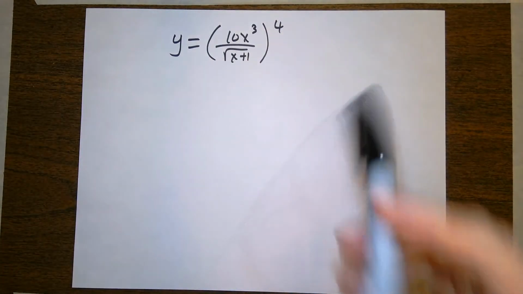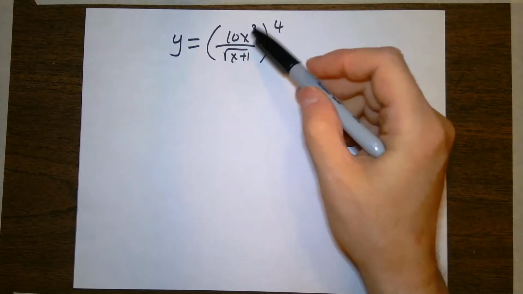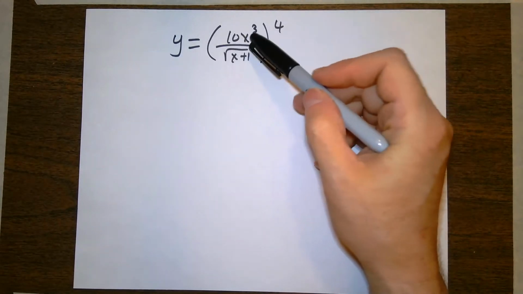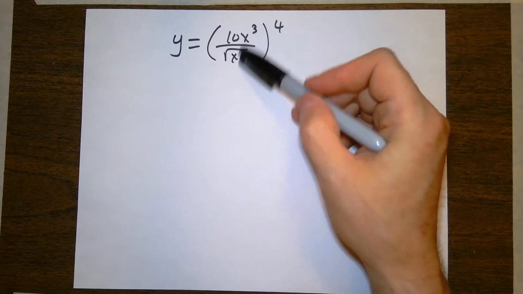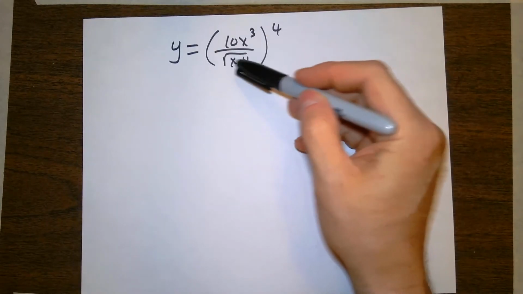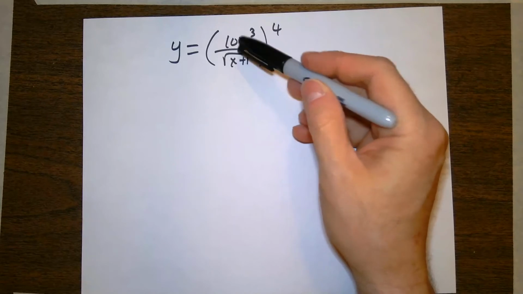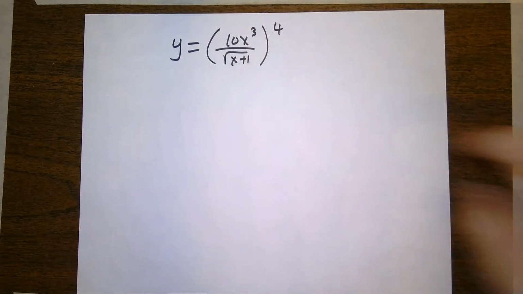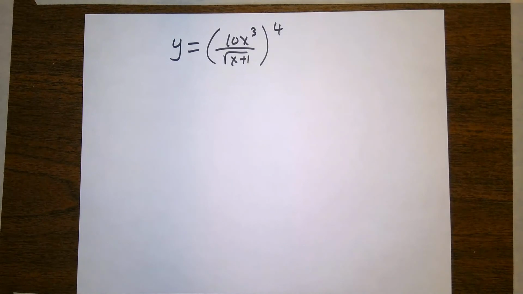So looking at this, I can see that I've got a chain rule here. I've got the outside function is u to the 4th. The inside function is this. The derivative of this is going to be quotient rule. And in here, I've got a chain. I've got a chain inside the quotient, inside the chain. And certainly we could do it that way and get one nice long answer here. But this is a great candidate for logarithmic differentiation.